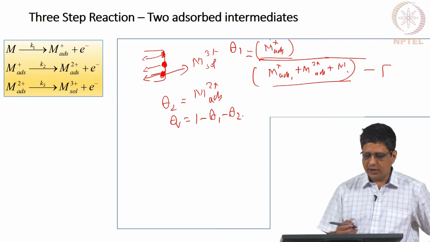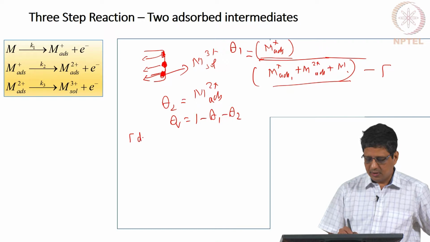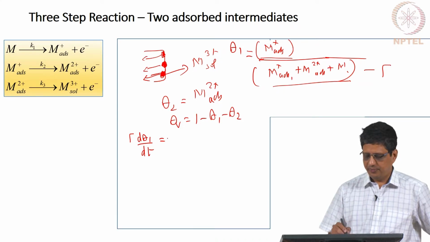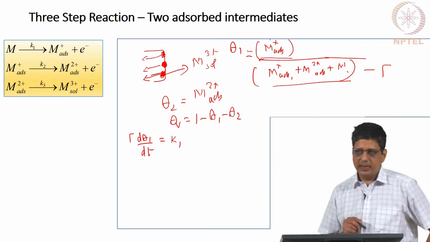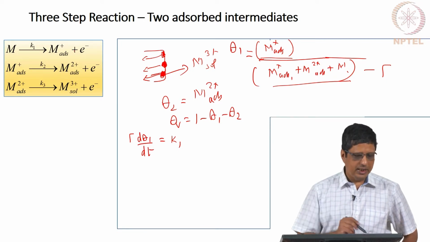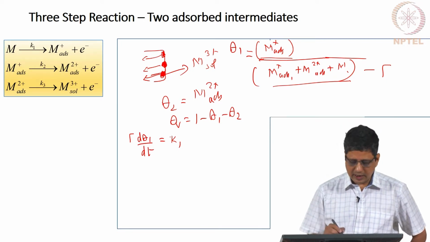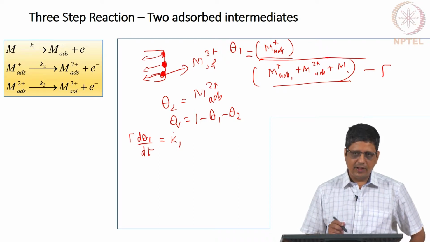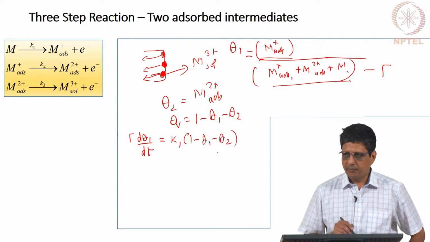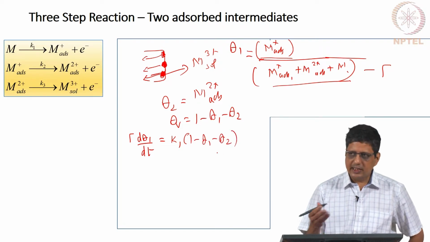We have done this before, I would like you to try. First species, it is formed by the first step, and it is consumed by the second step. Correct, M adsorbed is formed by the first step, consumed by the second step. Rate of formation of the first step is K1, and what is the fractional surface coverage of metal? Theta V, but I am going to just write it as theta 1, theta 2, and 1 minus theta 1 minus theta 2.